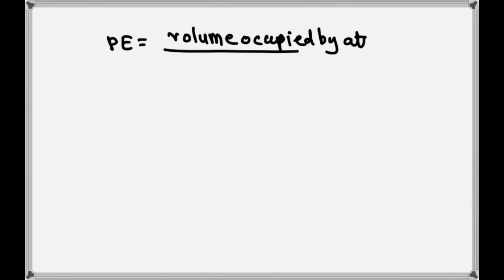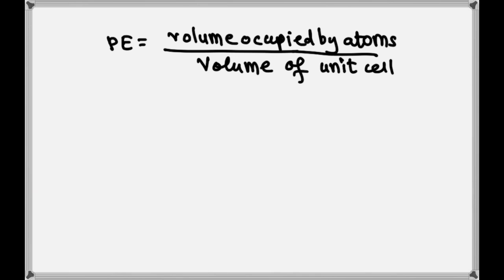Now, what is packing efficiency? Packing efficiency is defined as the amount of space occupied by the atom in a unit cell. Its equation is: packing efficiency is equal to volume occupied by atom or atoms divided by volume of unit cell, multiplied by 100.